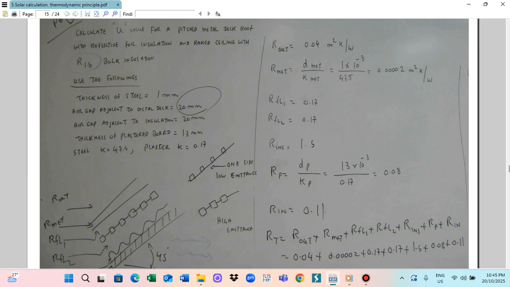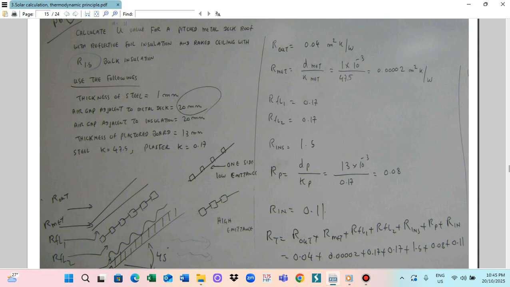And then you have to sum the individual resistance to find the RT. So you have to find the RT. RT is you have to add all the resistance. All resistance, then you can calculate the RT. Then you can calculate the U equal to 1 by RT. So this is the way to calculate the resistance.